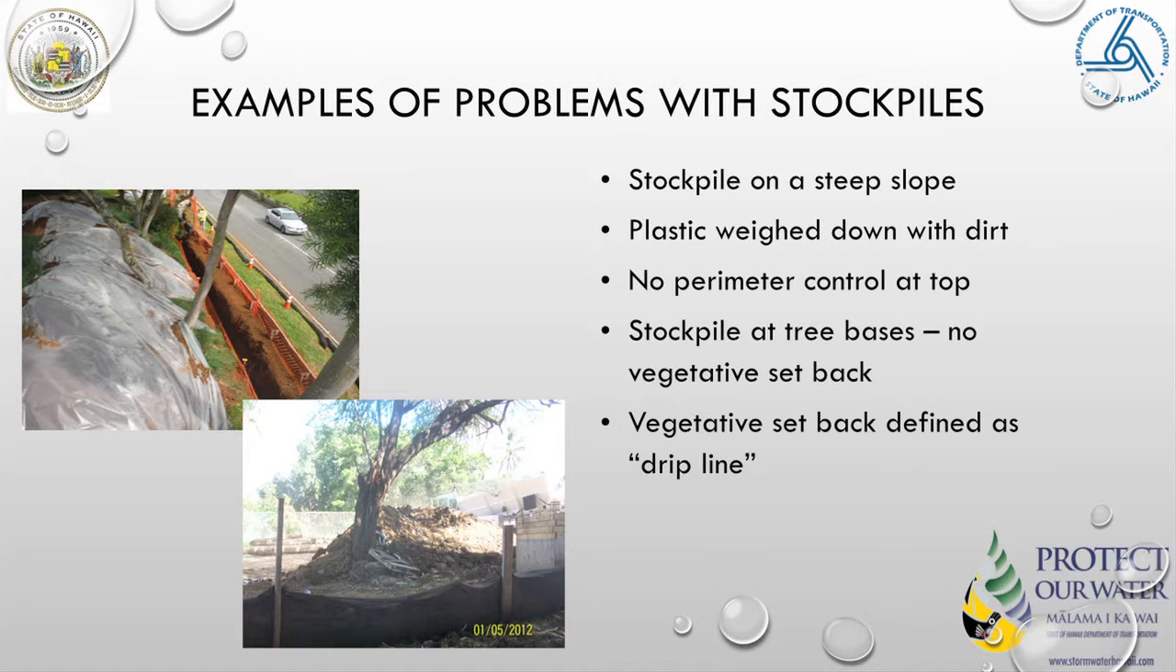This upper left-hand corner, there are a number of problems here. They use soil to hold down the plastic. There's no perimeter control. It's right amongst the trees. There is a ditch down here that could act as essentially some perimeter control because it's 2 to 3 feet deep. But there's nothing on the top either. And this one on the bottom, they've actually piled the pile up against the tree. You need to have vegetative setbacks, and that's defined as a drip line.